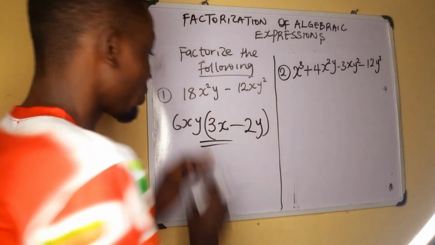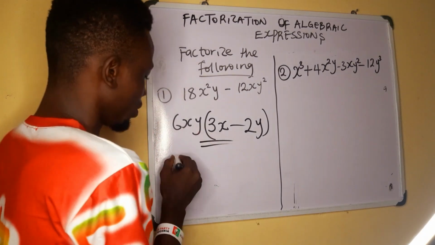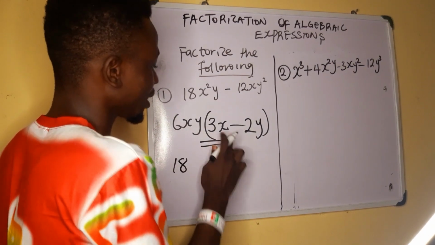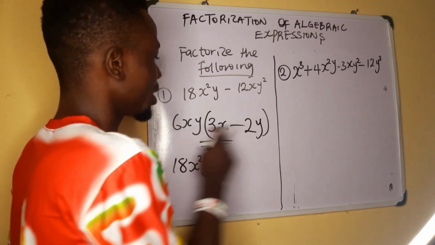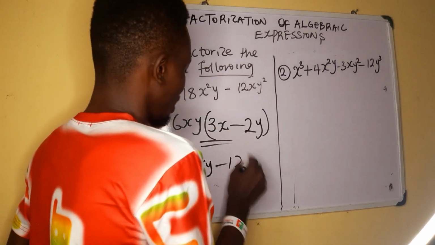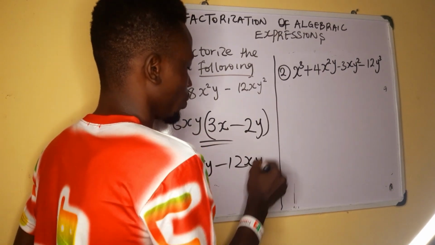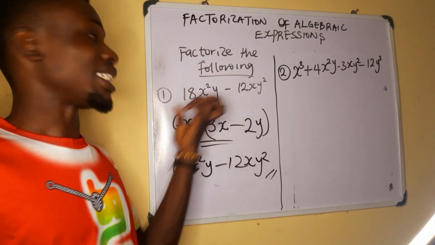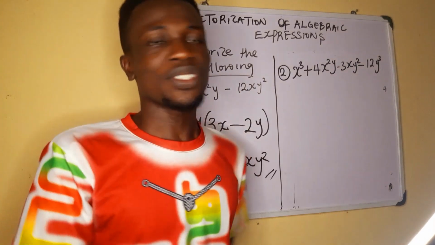So this is it. We are done. Now to check if this is correct, we are going to just expand it once more. 6 times 3 is going to give me 18. x times x is x squared. Then put your y. Minus 6 times 2 is 12. x times x is here. Then y times y gives me y squared. You see that it gives me back exactly the expression that I have originally. So let's move on to the next question.